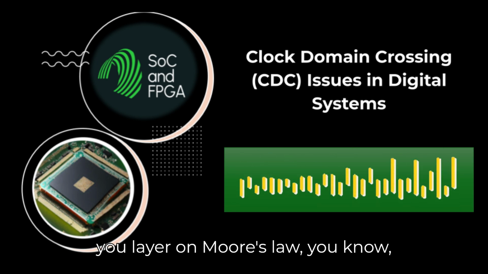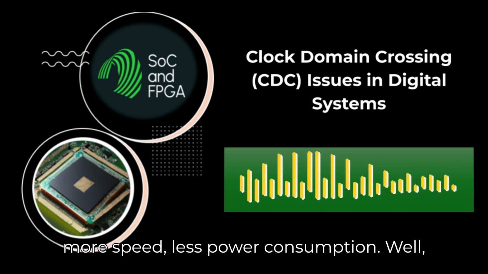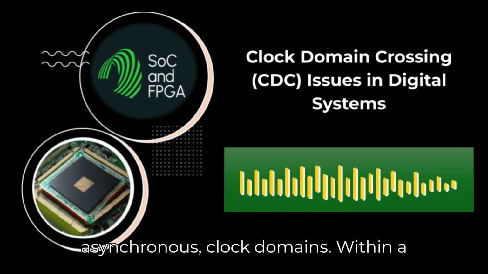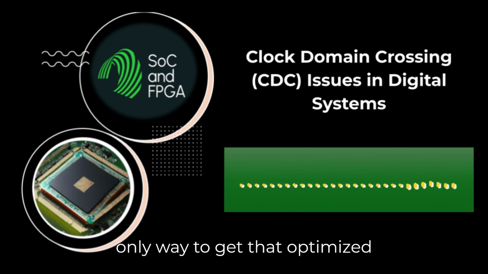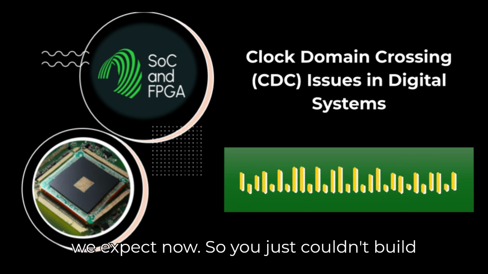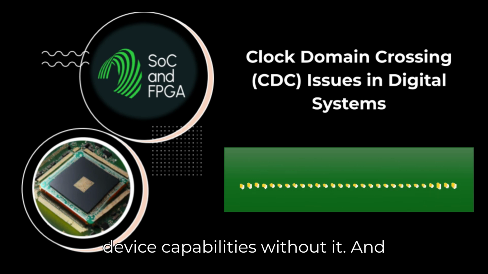Yep. And then you layer on Moore's law, billions of transistors, the demand for more speed, less power consumption. Well, designers have been pretty much compelled to incorporate multiple, often asynchronous clock domains within a single CPU or SoC. It's the only way to get that optimized performance and better power management we expect now. So you just couldn't build today's phones without this? Pretty much, yeah. You simply couldn't achieve today's device capabilities without it.